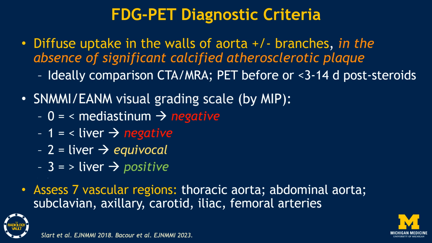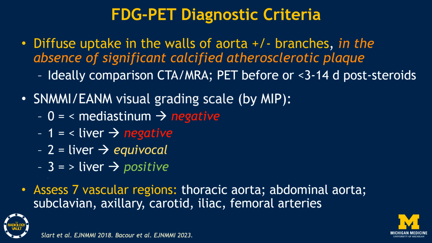A very simple visual grading scale, really similar to the Deauville score for lymphoma, is endorsed by the Nuclear Medicine Societies for grading. And simply, that consists of if there is increased uptake in the wall of a vessel that is greater than liver background, then you have a positive scan.